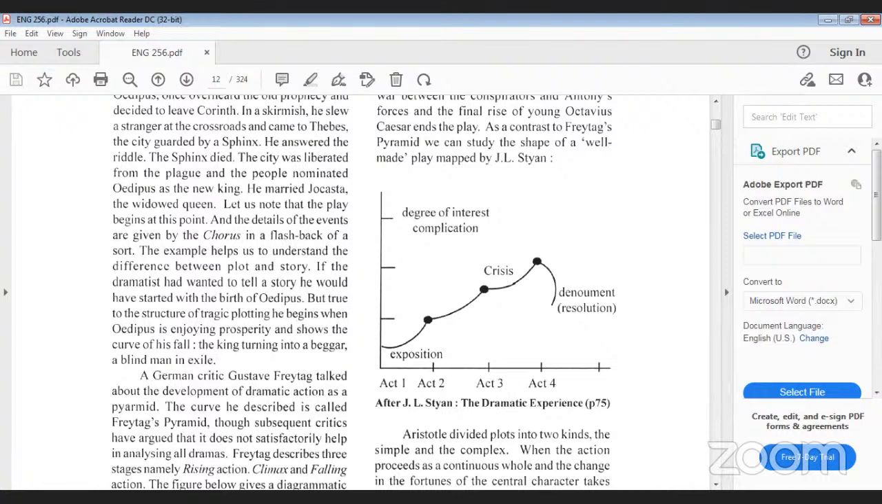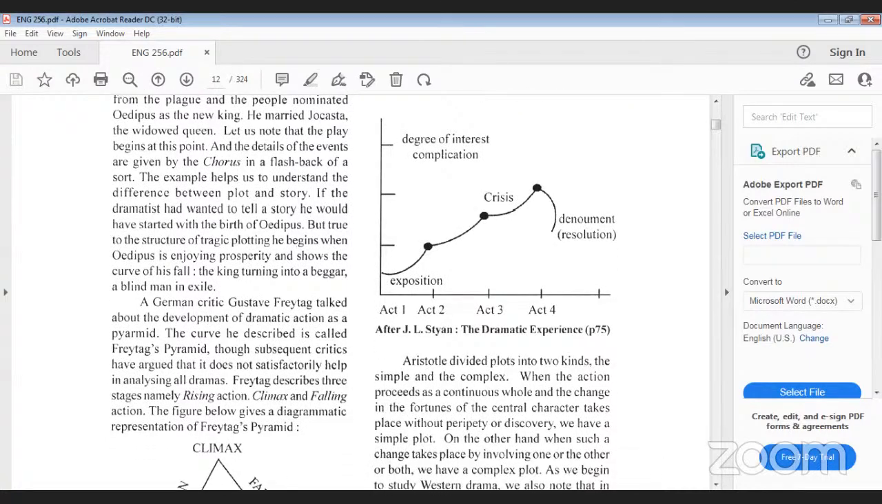Freytag talked about the development of dramatic action as a pyramid. The curve he described is called Freytag's pyramid. Though subsequent critics have argued, म्हणजे थोडक्यात argument, that it does not satisfactorily help. एखाद्याला नाही आवडत गोष्ट चांगली चाललेली, वाईटपणा वाटत असेल मनातून, तसं होऊ शकतं. It is called criticism. Freytag describes these stages, namely rising action, climax and falling.